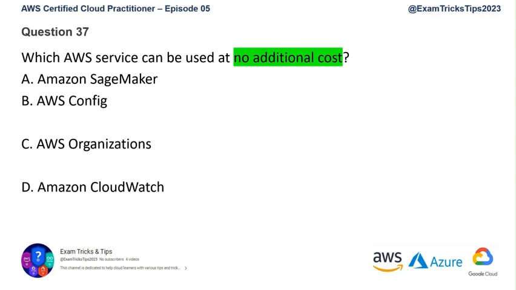Amazon SageMaker. This is a machine learning service. It's not free. It has a free tier, but that's about it. This is not free, and this is definitely a wrong answer. So this one, I'll rule it out.